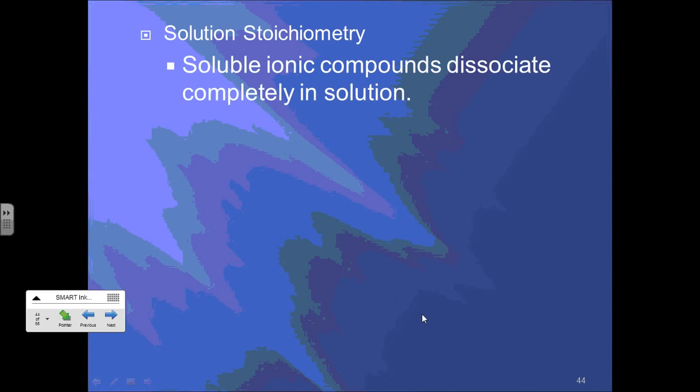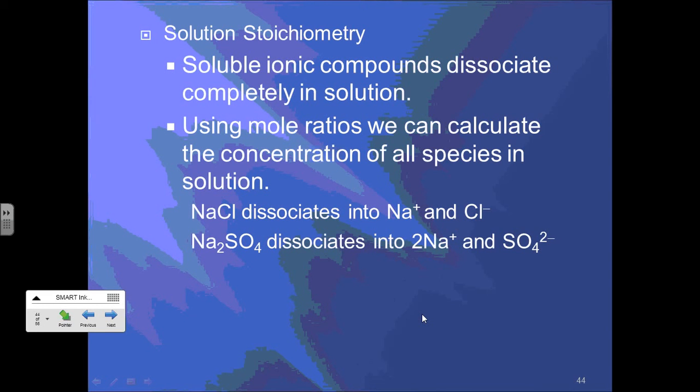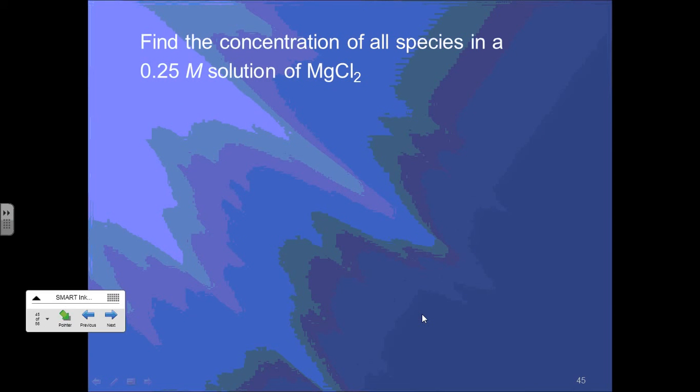Solution stoichiometry. Soluble ionic compounds dissociate completely in solution. And this is a known fact, as we've mentioned, both strong electrolytes and strong bases and strong acids tend to dissociate in solution. Now, if we use the mole ratios, we can calculate the concentration of all species found in a particular solution. This means that, for instance, sodium chloride dissociates into its respective starting ions of sodium and chloride. Sodium sulfide dissociates into 2 sodium ions and 1 sulfide ion. And there's a discernible difference there. Aluminum chloride is going to dissociate into aluminum 3 plus and 3 chloride ions. So we're going to use this to our advantage when we're calculating based on the species associated.